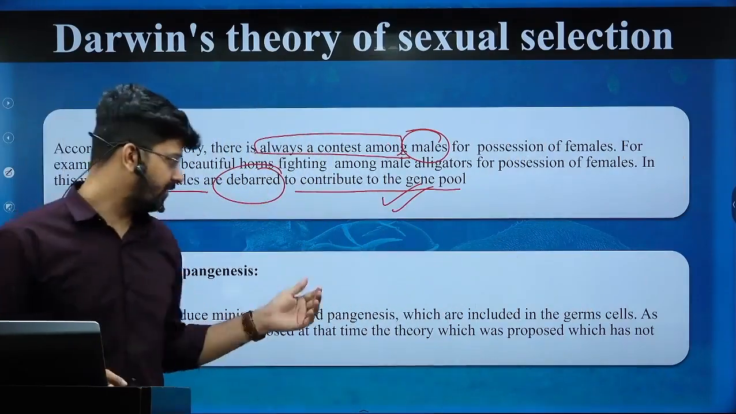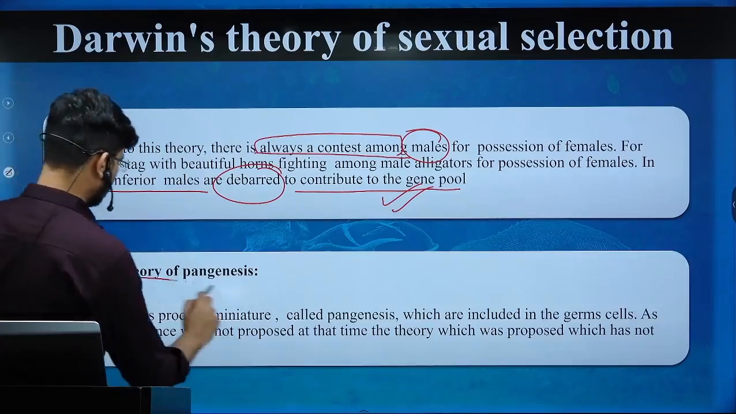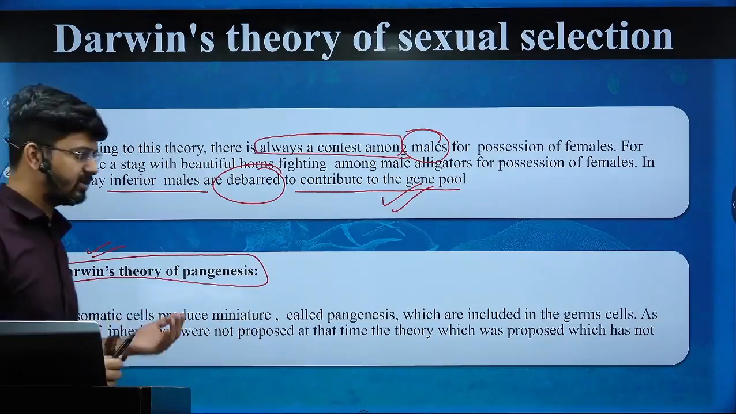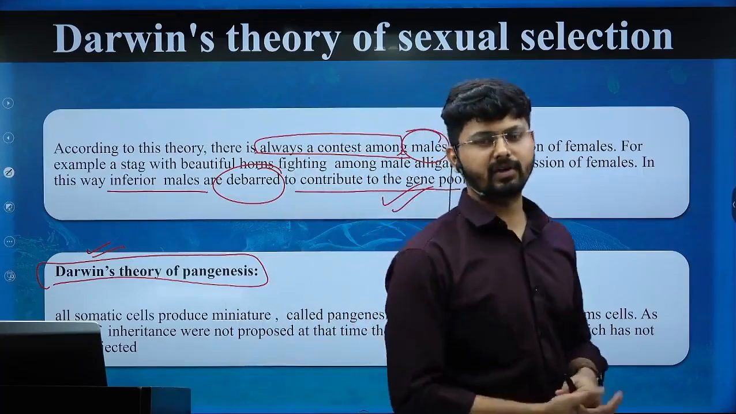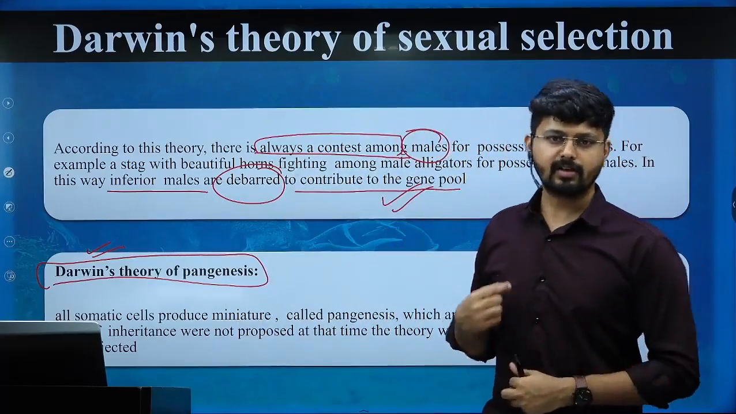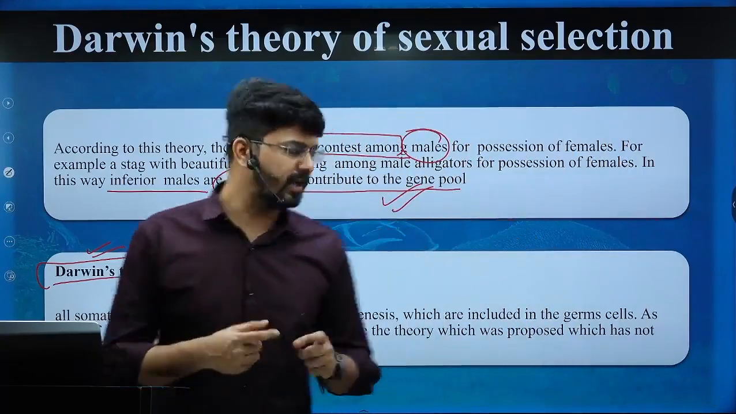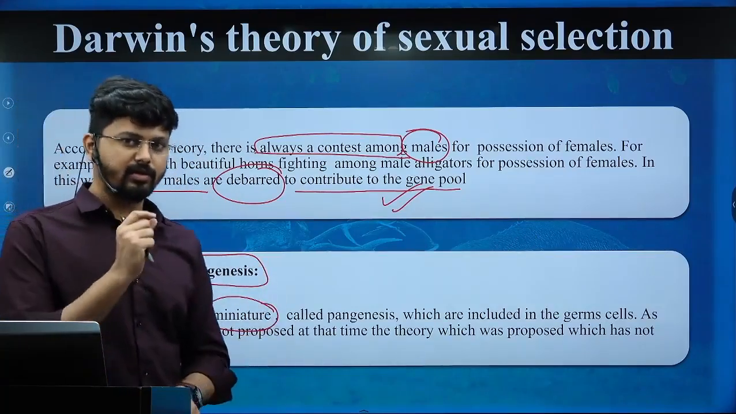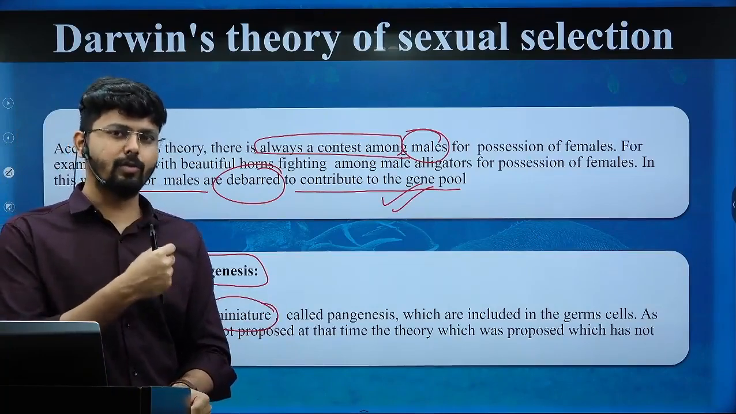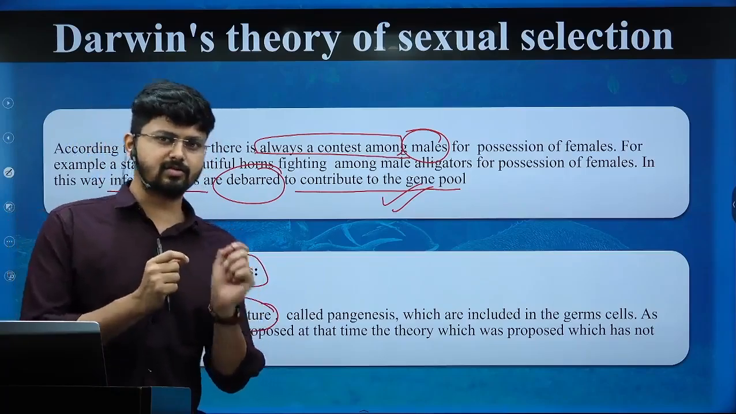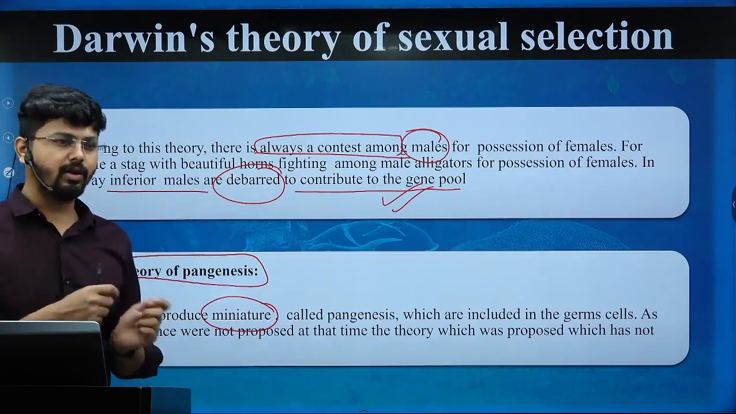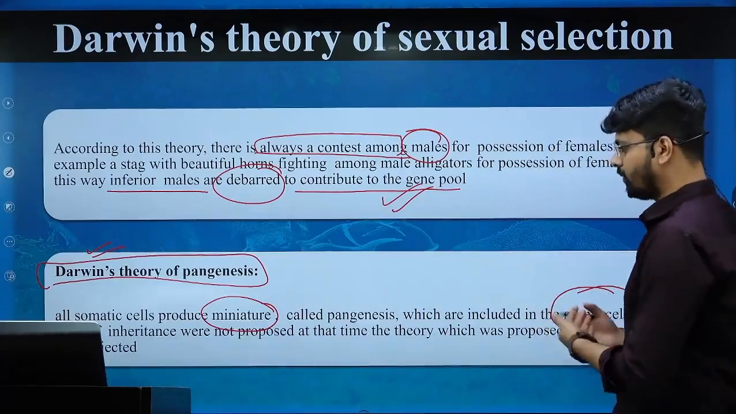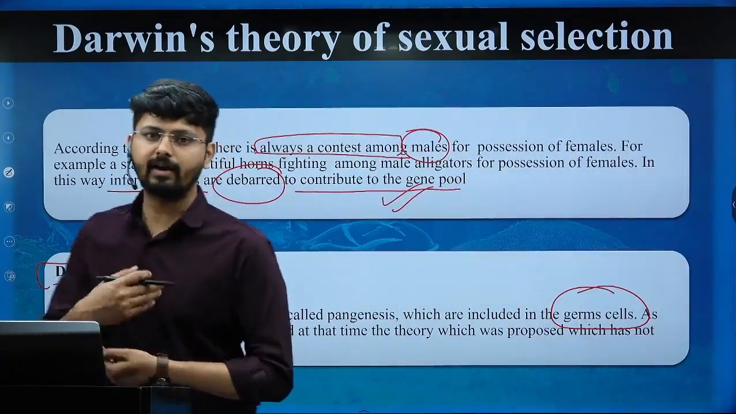Okay, and he has given a theory of pangenesis. All somatic cells. Now what he is saying is how the variations are transmitted from one generation to another. He says that somatic cells will produce miniatures. Miniatures means, all the properties of a somatic cell will go in terms of small parts into the blood, and this will go to the germ cells. They get included, and when a birth happens, the inheritance of all these traits happens.